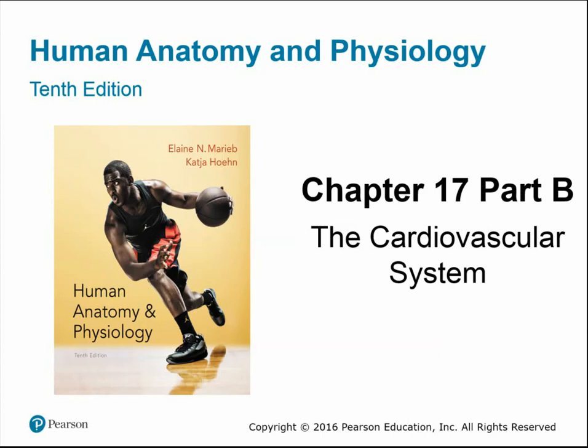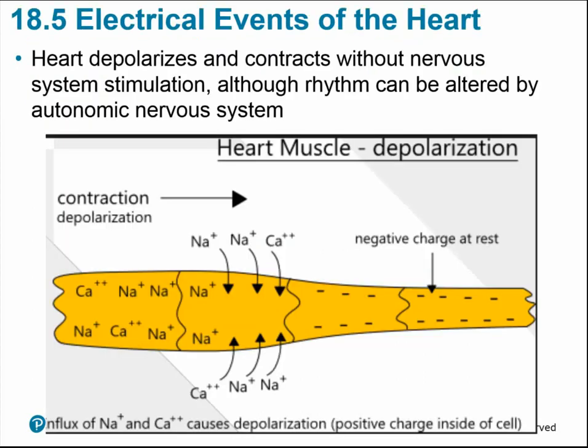All right, this is chapter 17, part B on the cardiovascular system and the heart. So in this section, we're going to focus more on the physiology of heart muscle contraction. So electrical events of the heart include depolarization. The heart is able to depolarize and contract without any nervous system stimulation.